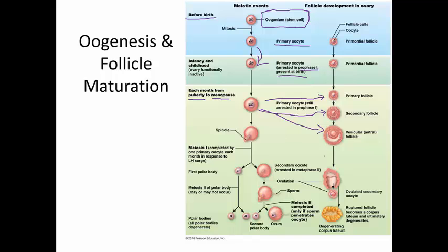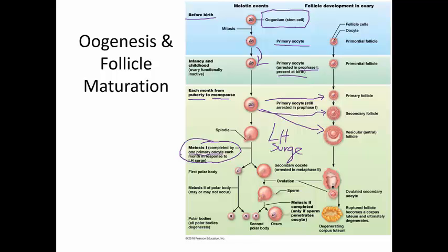Now, when ovulation occurs, when you get the LH surge, is when you get the completion of meiosis. This usually only happens with one primary oocyte. Only one gets ovulated. If two get ovulated, you get the chance of fraternal twins.